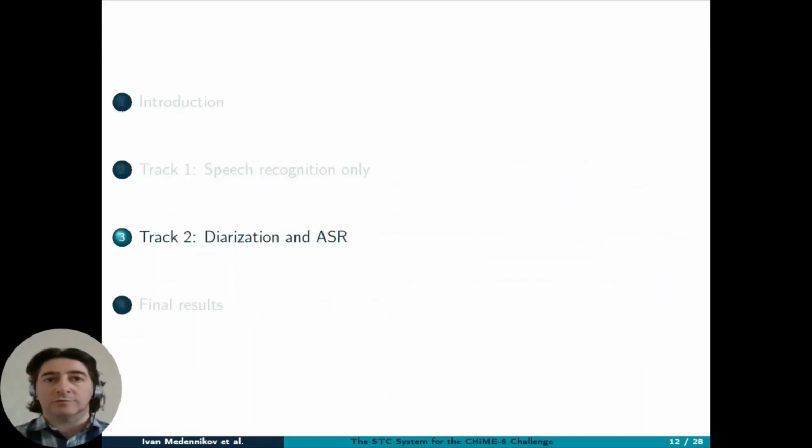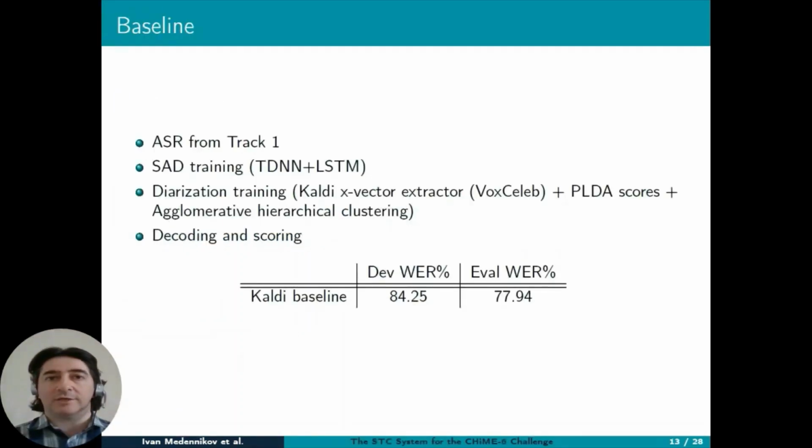Now let's move to track 2. It was more difficult and interesting than track 1, so we paid much more attention to its tasks. Since track conditions prohibit using manual segmentation, the key task of track 2 was obtaining a reliable diarization for the successive ASR. The baseline diarization recipe used the agglomerative hierarchical clustering of X-vectors on speech activity detection segments.